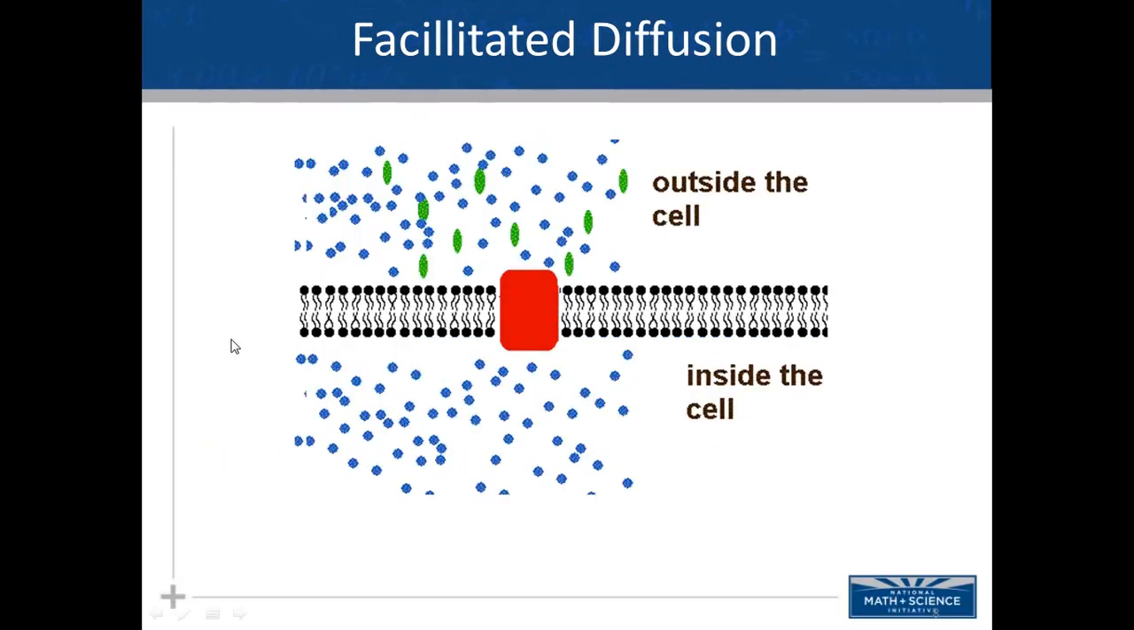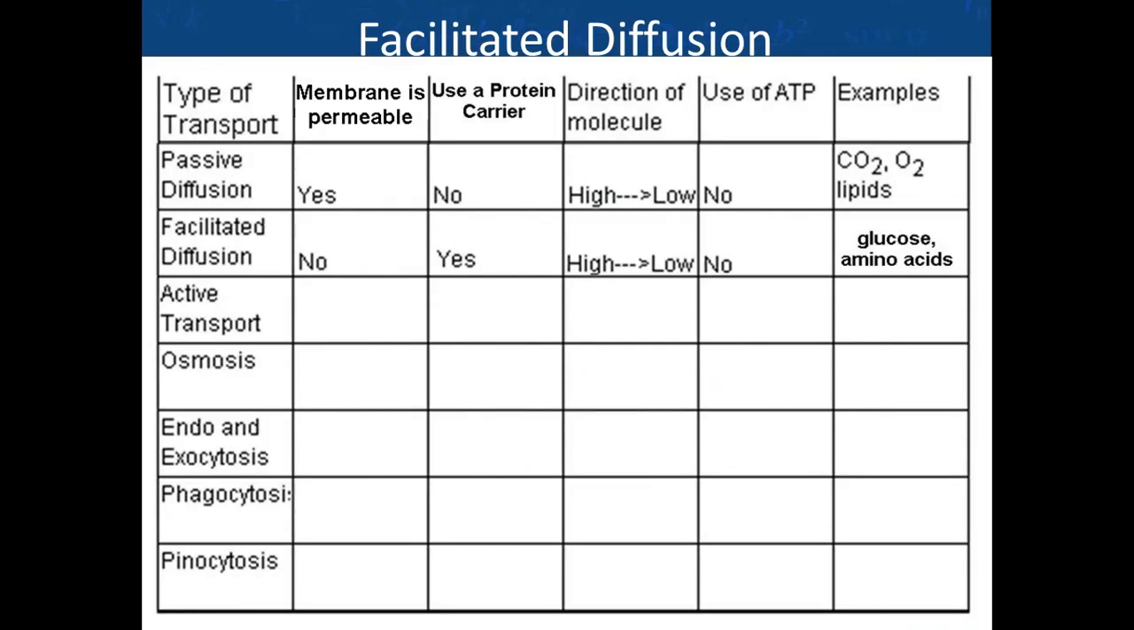So here's a little animation, and we can see the molecules moving from higher concentration to lower concentration, down a concentration gradient. One more time. And again, it's facilitated because we have to have a carrier molecule.